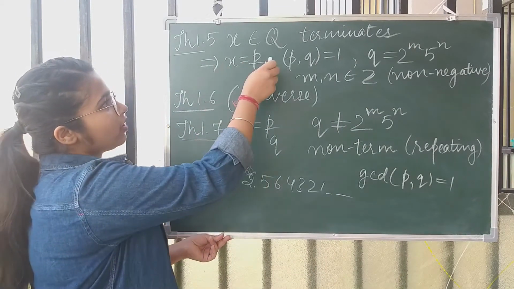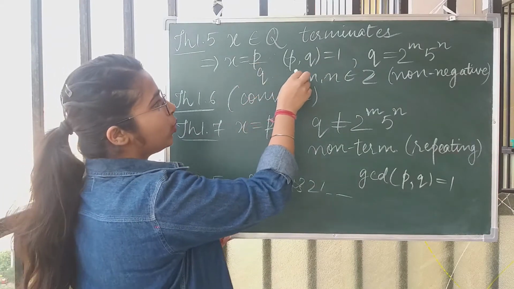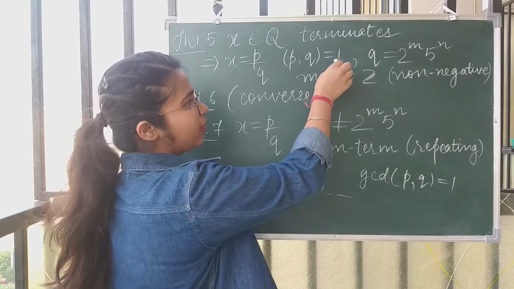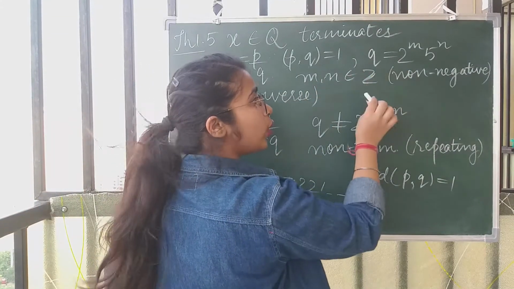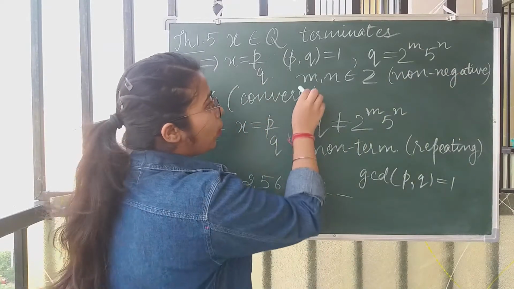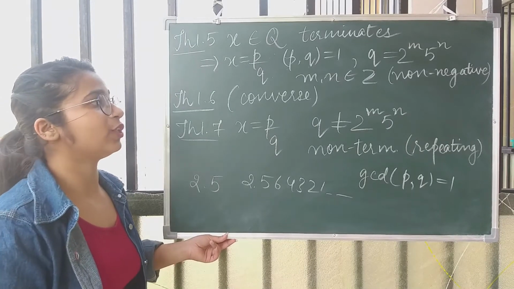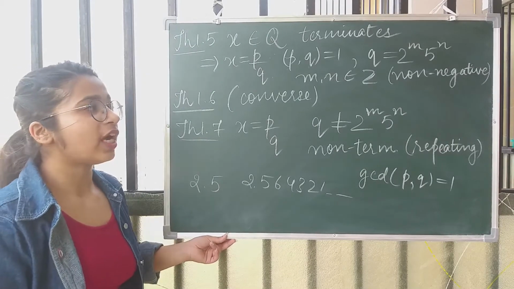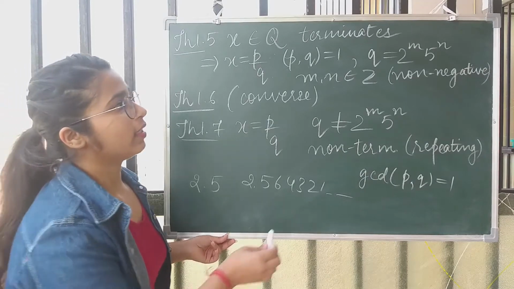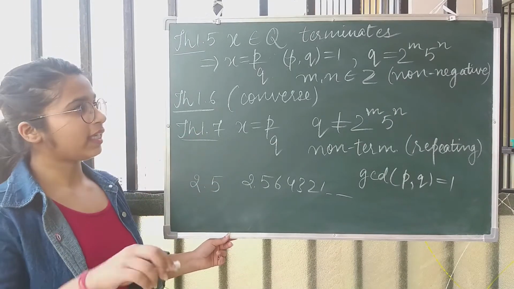So if x is any rational number which terminates, then x can be written in the form p by q, where p and q are co-primes. That means their GCD or their HCF is 1, and q is always of the form 2 to the power m, 5 to the power n, where m and n are non-negative integers. इसका मतलब जो आपका denominator होगा वो हमेशा ही उसके जो prime factorization आप करोगे उसमें you will get this form. एंड जो थ्योरम 1.6 है ये इसका उल्टा है.